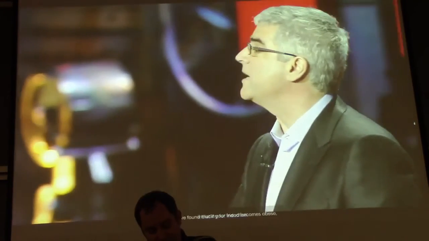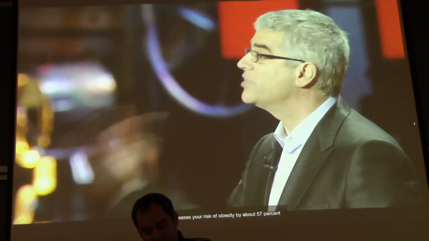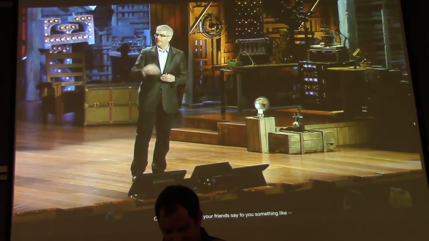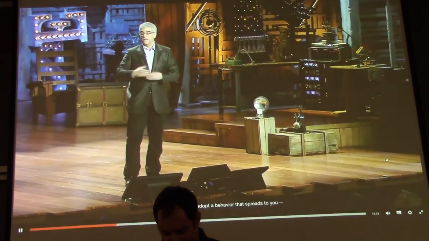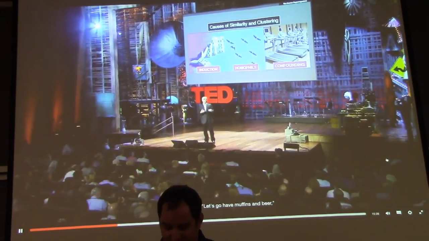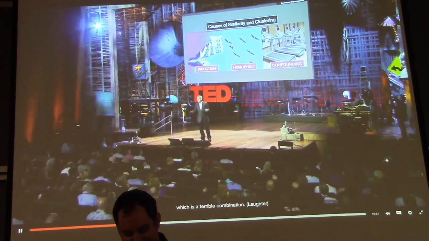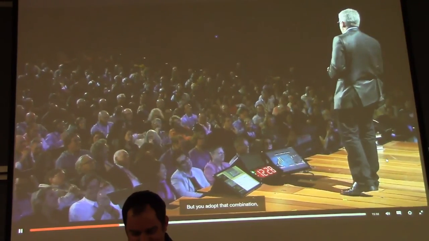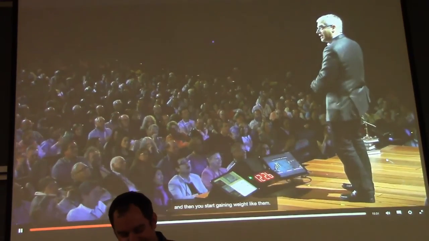And when we studied these data, we found evidence for all of these things, including for induction. And we found that if your friend becomes obese, it increases your risk of obesity by about 57% in the same given time period. And there can be many mechanisms for this effect. One possibility is that your friends adopt a behavior that spreads to you, like they say, let's go have muffins and beer, which is a terrible combination. But you adopt that combination, and then you start gaining weight like them.